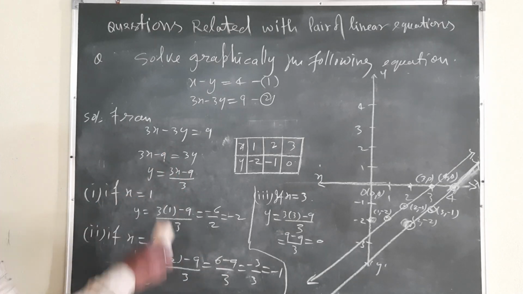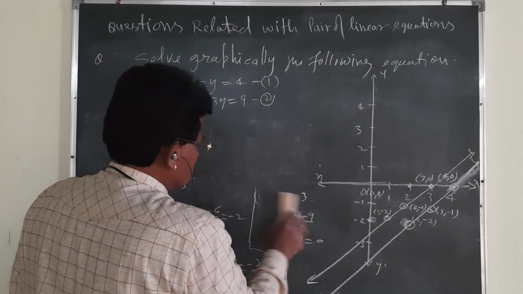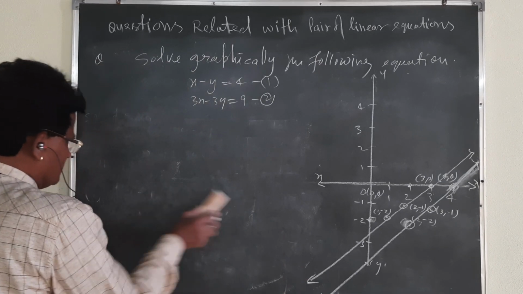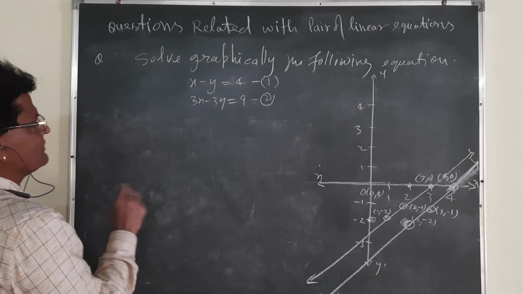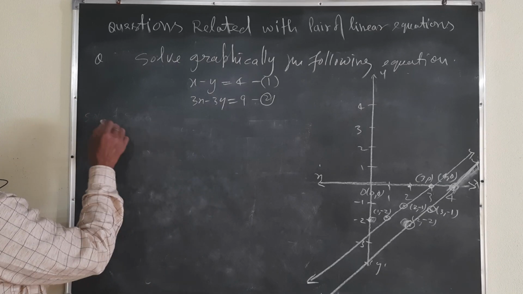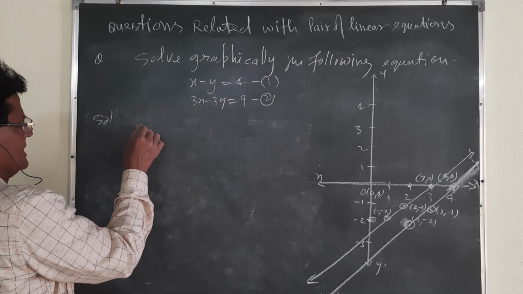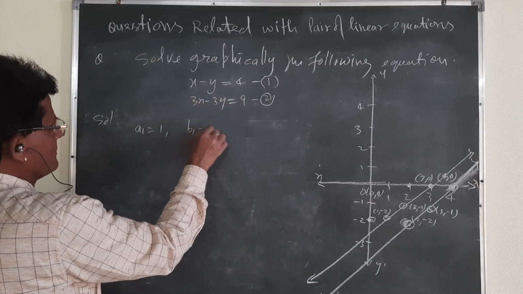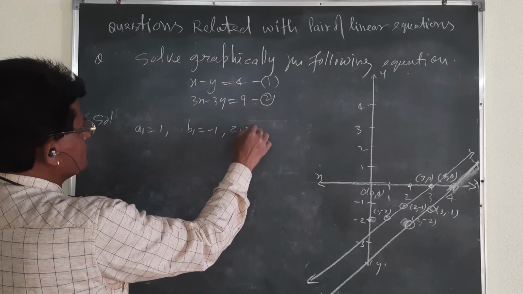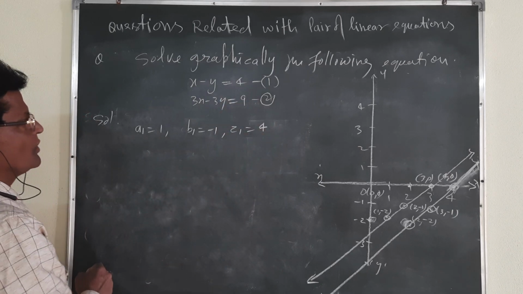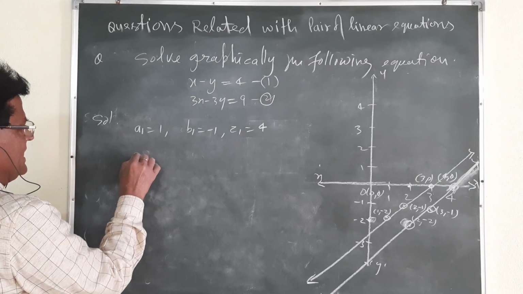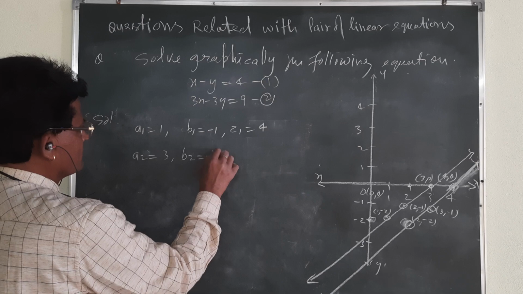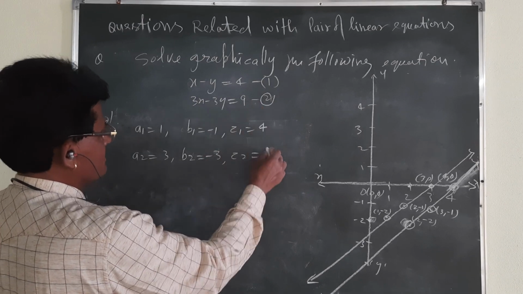Okay, let me remove this one and I want to just explain by taking the condition of parallelism, lines are parallel. What was the condition? Solution. In the first case, A1, tell me the value of A1, means coefficient of x, 1. B1, minus 1. C1, 4. Okay. Next, you see, A2 will be equal to 3 and B2 will be equal to minus 3 and C2 will be equal to how much?